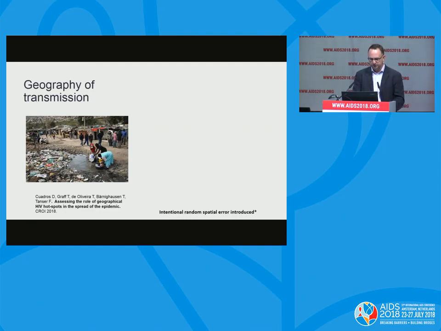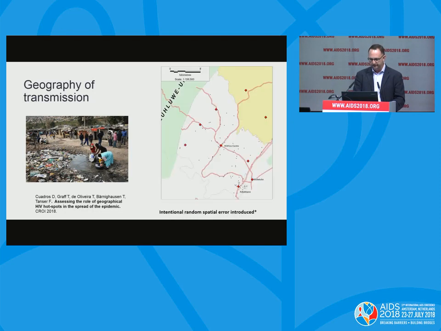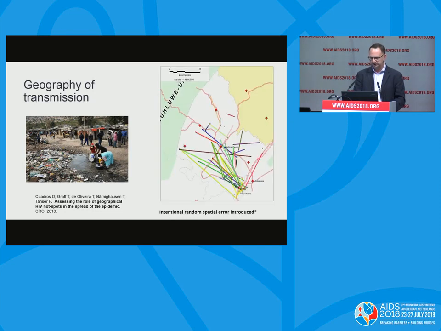And this is some of the work presented by Diego Quadras earlier this year at CROI. If you look at the map on the right, each line here represents a linked infection, that is, 2 individuals linked by the genetics of the virus. And there's been an intentional random error introduced, so these are not the exact locations, obviously.